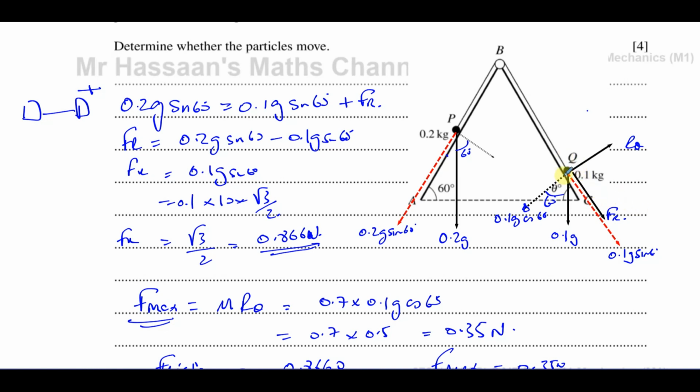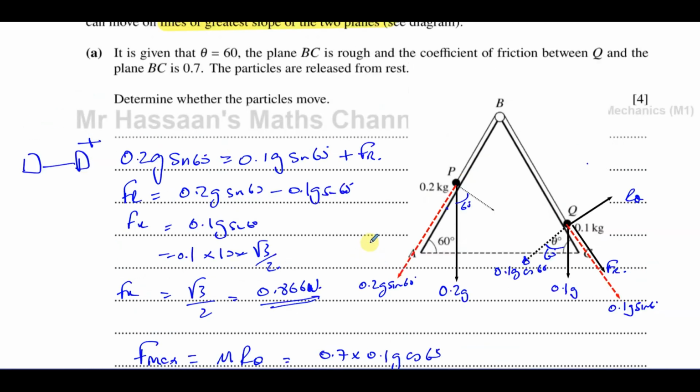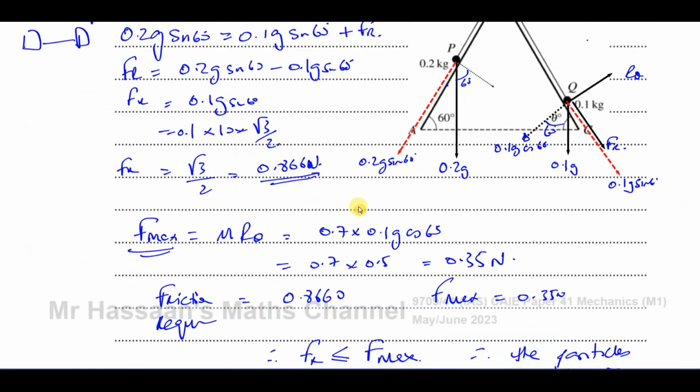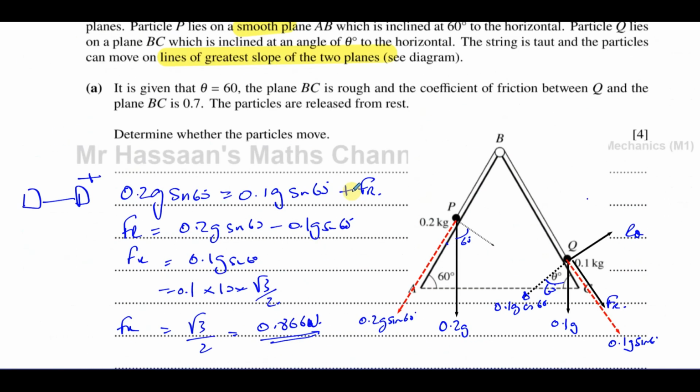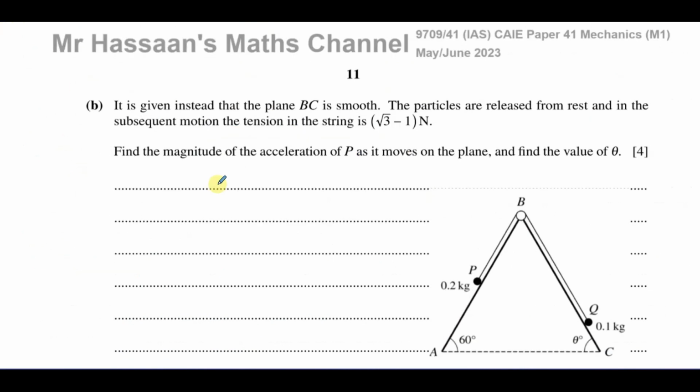But when we're finding the frictional force, then we have to think about Q separately. We don't need the tension here, we just need the reaction force and the component of the weight to work out the reaction force, so we can work out what F max is. That's all. So there's the answer to part A, two different ways of doing it. And now I'm going to go on to part B.